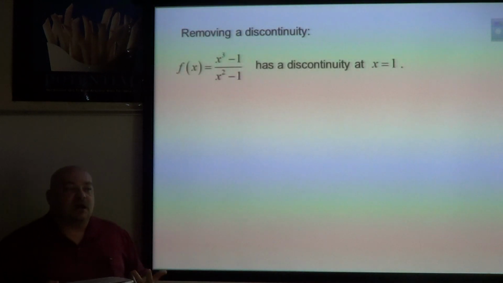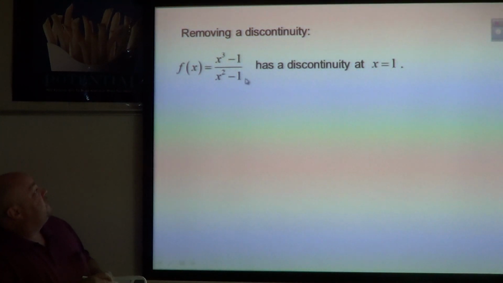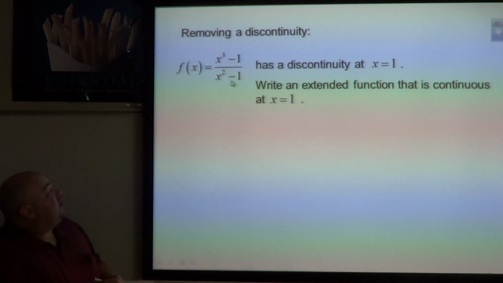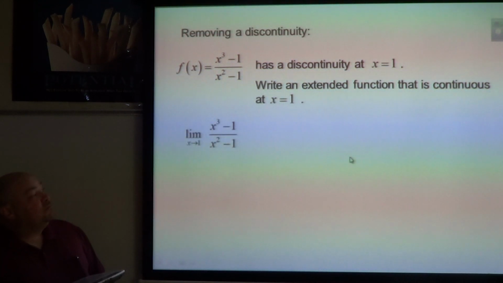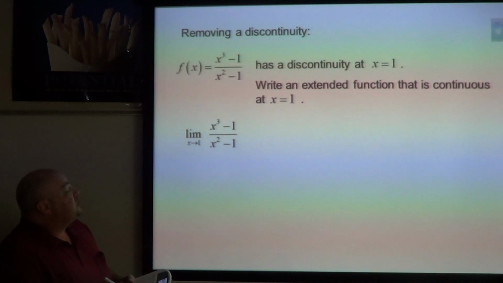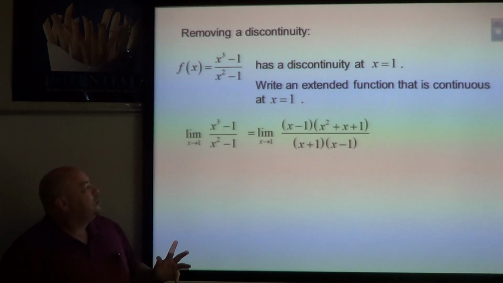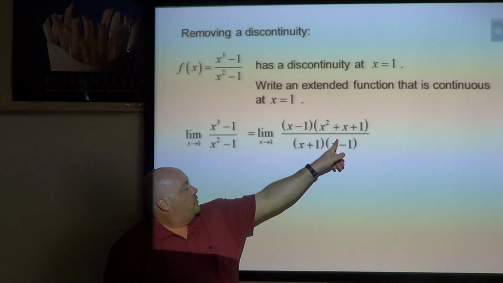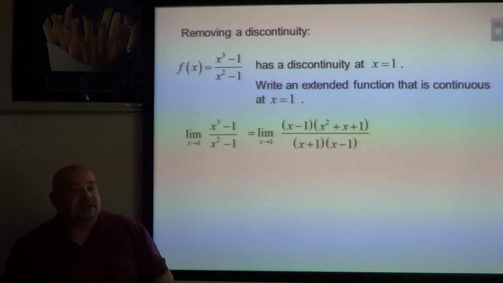Now, if you want to remove a discontinuity, it has to be a removable one, or a point discontinuity. For instance, we have f(x) = (x³ - 1)/(x² - 1), and it has a discontinuity at x = 1. We have a common factor, top and bottom, that will cancel out if we factor these, and we want to write an extended function that is continuous at x = 1. So the first thing we're going to do is cancel out what's cancelable. We have an x - 1 factor on top and an x - 1 factor on the bottom that we can cancel out. So the function becomes (x² + x + 1)/(x + 1).